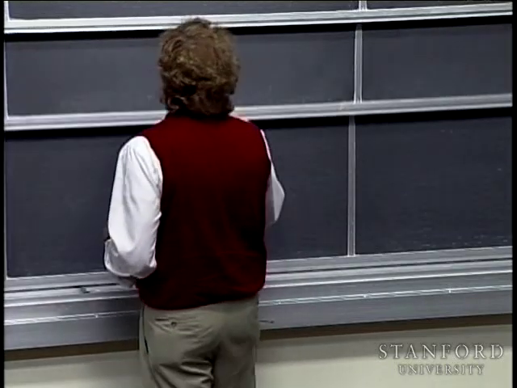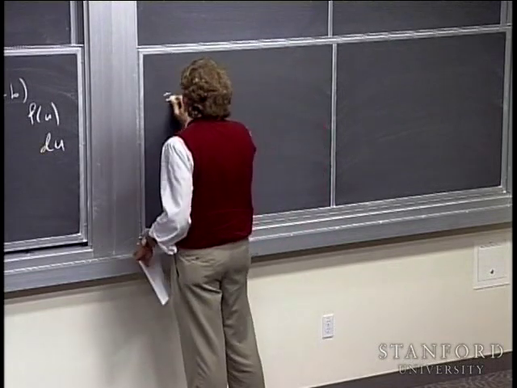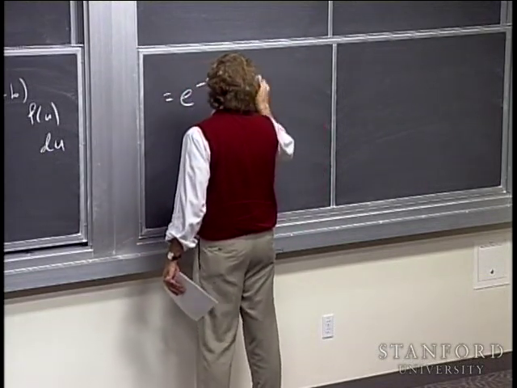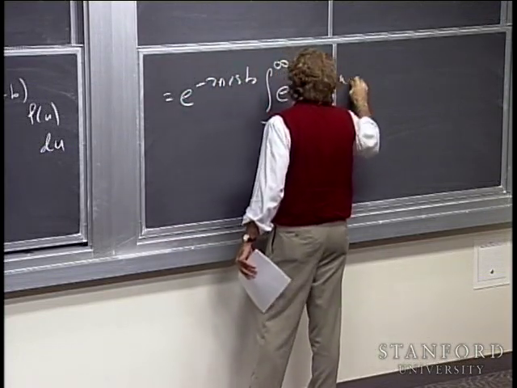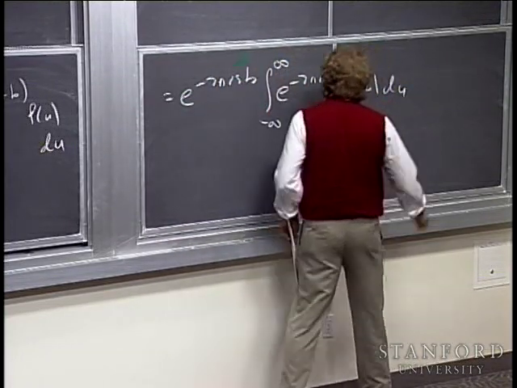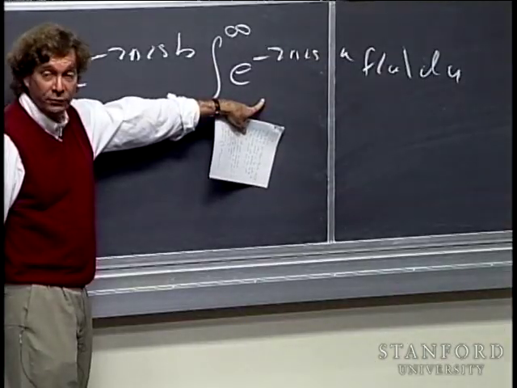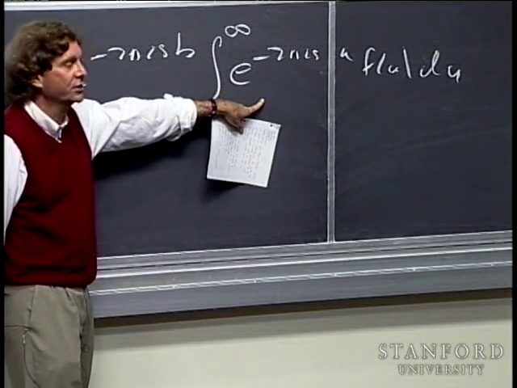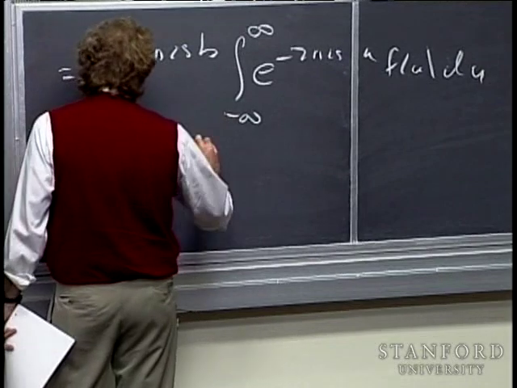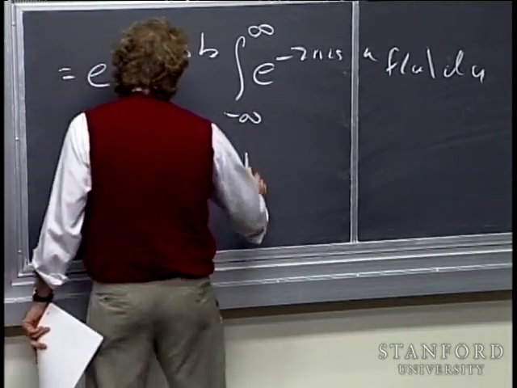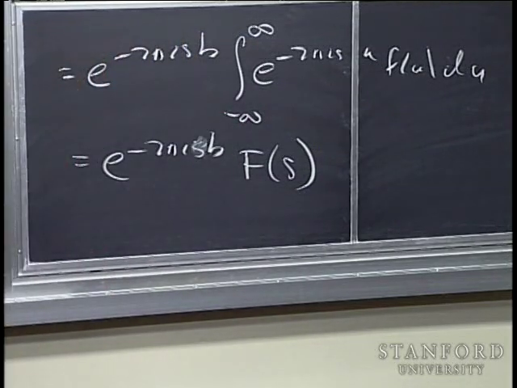So I can write that as e to the minus 2 pi i s b, integral from minus infinity to infinity, e to the minus 2 pi i s u, f of u du, and what remains is this complex exponential times the Fourier transform of the original function f. That is, this is e to the minus 2 pi i s b, what I call capital F of s. Okay? So where do we start?